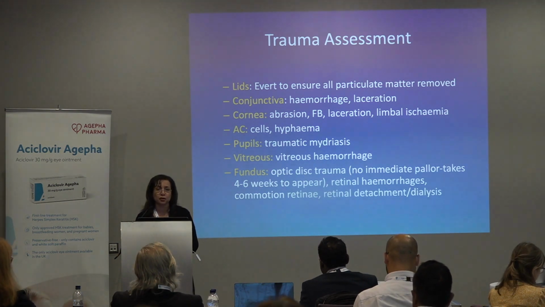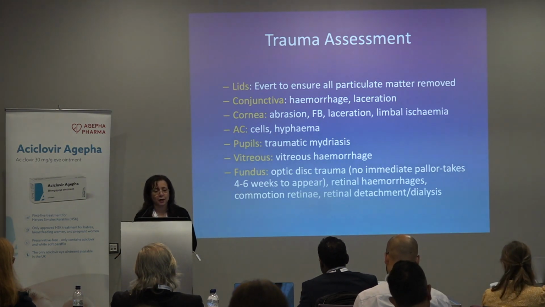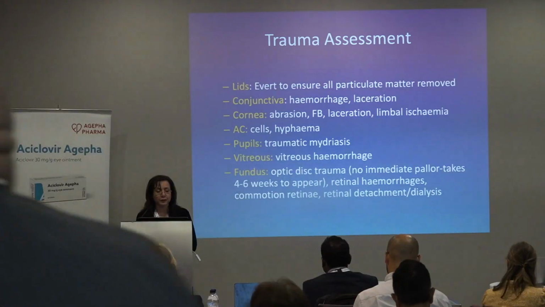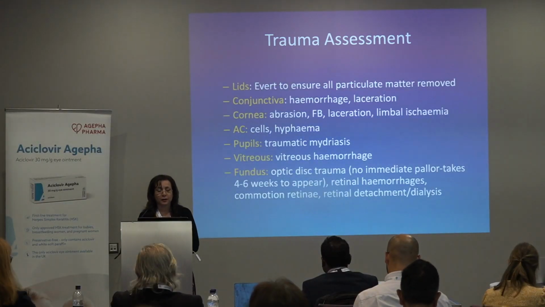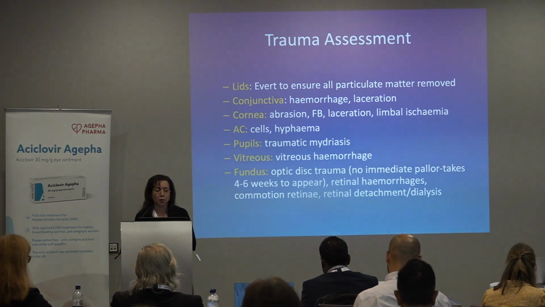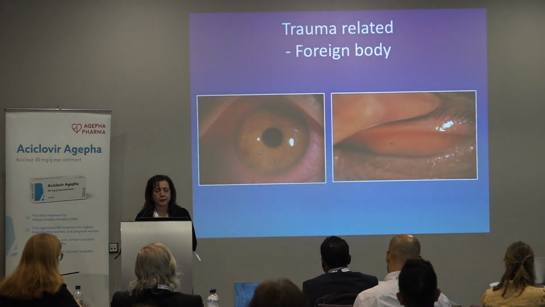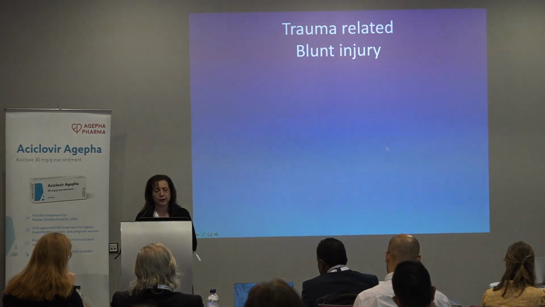So if it's a sharp trauma, you really have to do an X-ray for these patients because you can miss a foreign body. Corneal abrasion, look for foreign bodies, laceration, ischemia, check the AC for cells, hyphema. Pupil may be dilated with mydriasis from the trauma. Dilate the pupil and check for vitreous hemorrhage. Check the fundus. Optic disc trauma does not usually give you optic atrophy straight away. It takes time to cause that, but you can also get retinal hemorrhages or commotio retinae, or even a retinal detachment. These are examples of the foreign bodies, then again on the cornea or on the back of the lid.